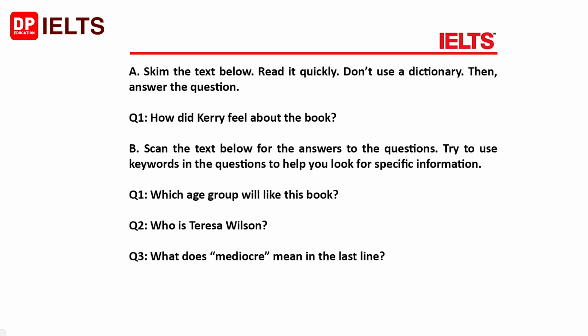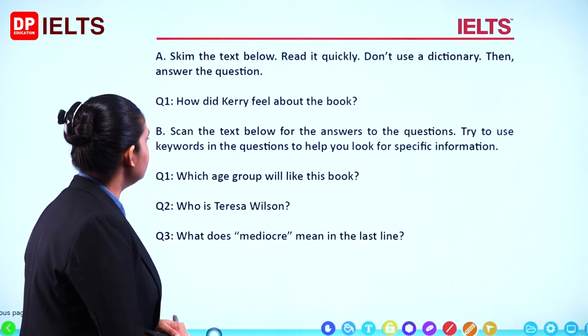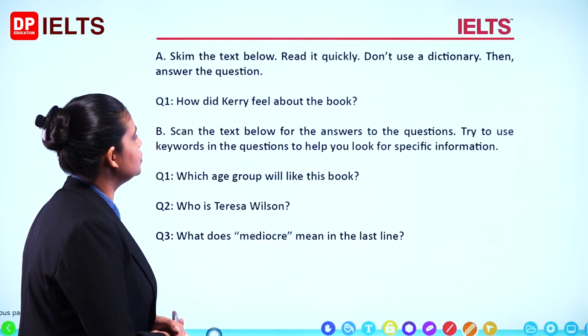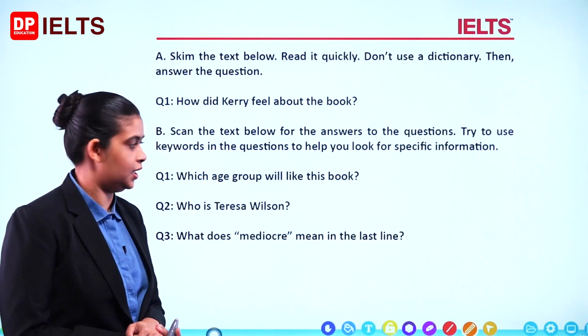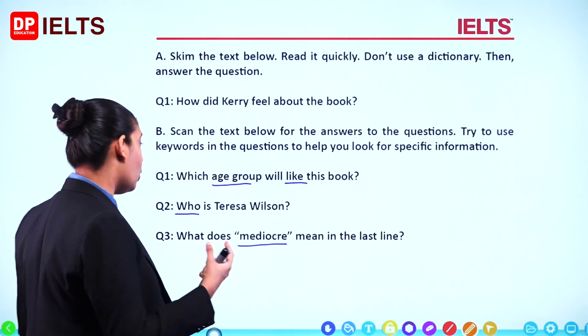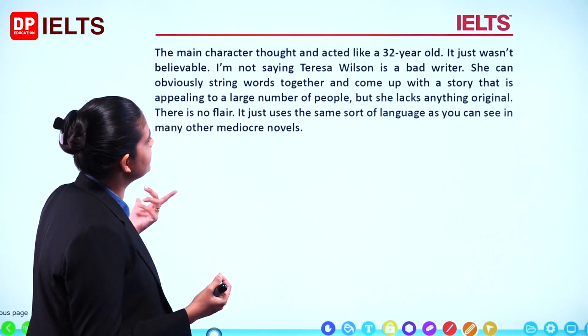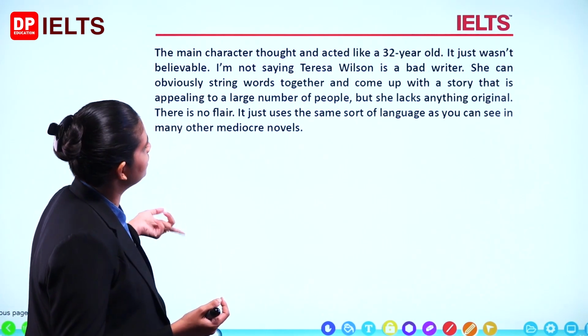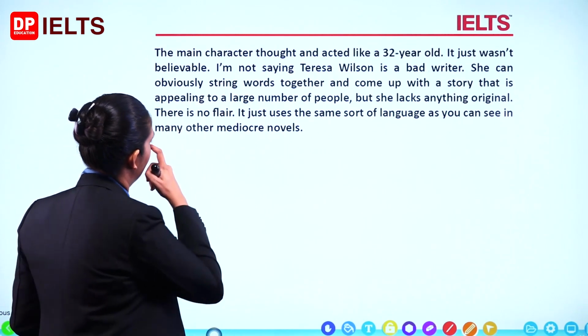The next question. Scan the text below for the answers to the questions. Try to use the keywords in the questions to help you look for the specific information. Which age group will like this book? Age group like. Who is Teresa Wilson? What does mediocre mean in the last line? So you should know what it means, or you should be able to understand mediocre. Where is mediocre? Here, mediocre.